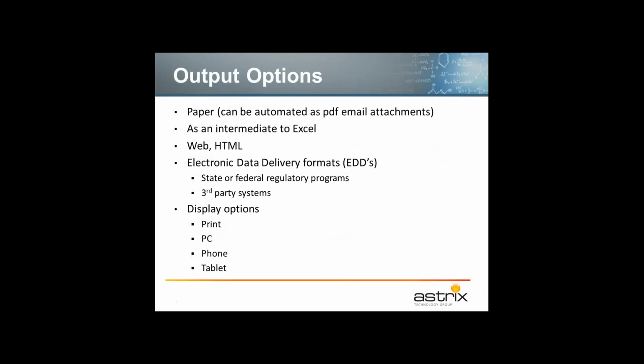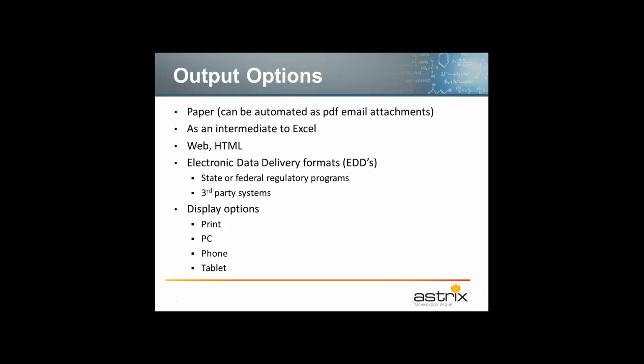So when we talk about output options, as I was mentioning earlier, paper is the most traditional, but we can also automate that paper, maybe attach it as a PDF and automatically email it. Another popular output option for reports, though it's not really what you consider to be a final report, is an intermediate step. Let's say you want your final data to reside in Excel. A lot of the reporting tools in LabWorks can be used as an intermediary to export that data to Excel or other types of programs.